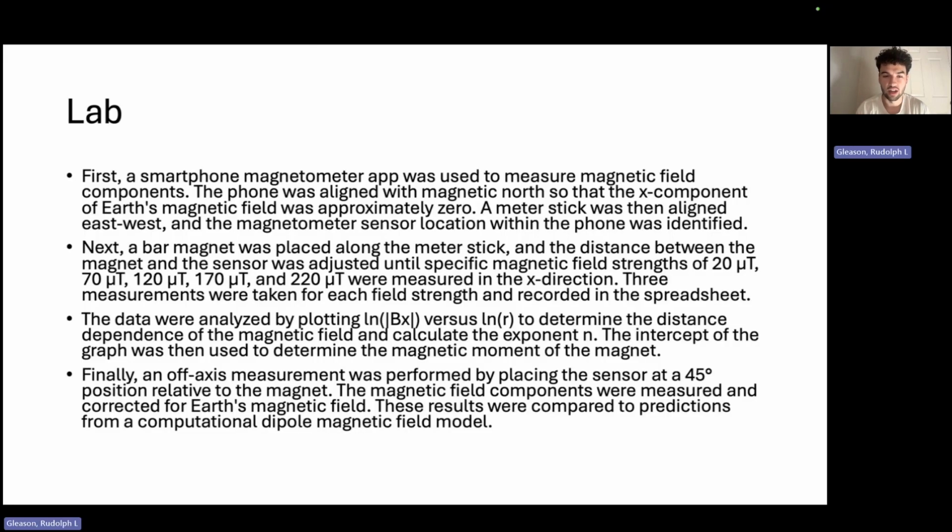The data was then analyzed and plotted as ln Bx versus ln r to determine the distance dependence of the magnetic field and calculate the exponent n. The intercept of the graph was then used to determine the magnetic moment of the magnet. And then finally, an off-axis measurement was performed by placing the sensor at a 45-degree position relative to the magnet. The magnetic field components were measured and corrected for Earth's magnetic field. These results were compared to predictions of the computational model.